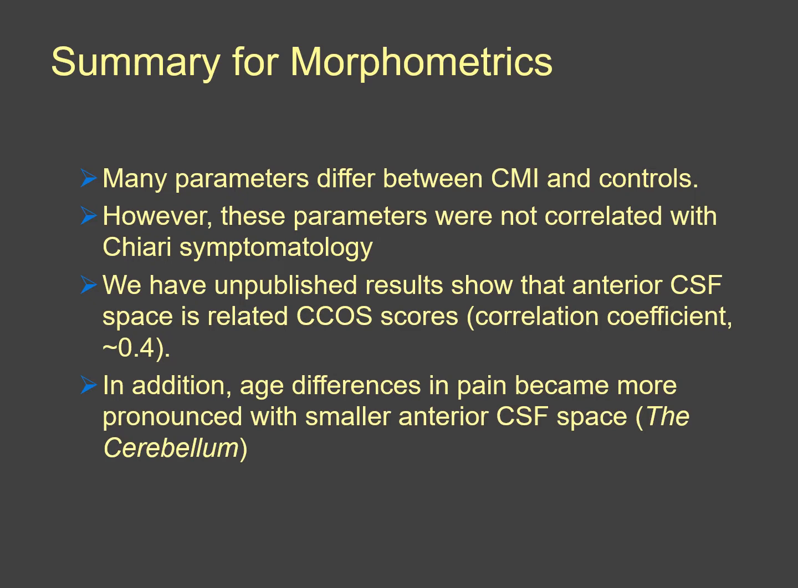Still, we have unpublished results that show that anterior CSF space was related to CCOS scores, a measure of surgical success. Now, while the correlation coefficient was modest, 0.4, it was still statistically significant, and thus it might have a utility in predicting to some degree who will be successful from surgical procedure. And then the last thing is that we found age differences in pain became more pronounced with smaller anterior CSF space.